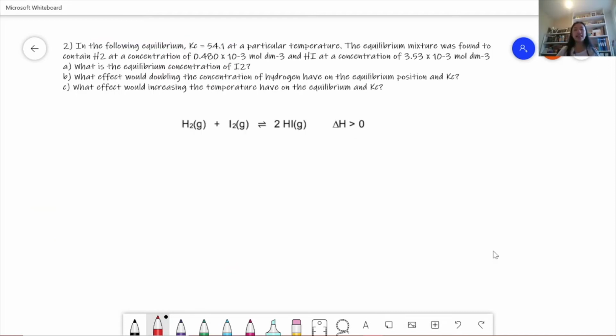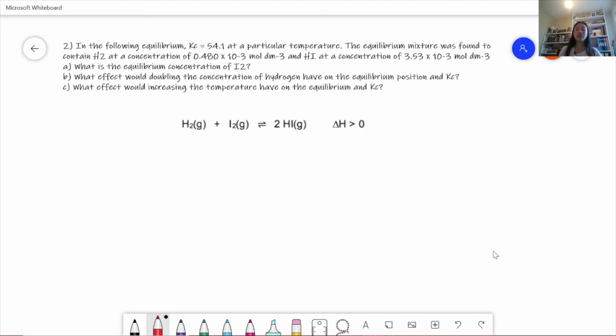So this question is slightly different because we're actually given the Kc, but we're told to work out the equilibrium concentration of one of the reactants. So feel free to pause the video and try it out yourself first, or you can follow along. So in the following equilibrium, Kc equals 54.1 at a particular temperature. The equilibrium mixture was found to contain hydrogen at a concentration of 0.480 times 10 to the minus 3 moles per decimetre cubed, and hydrogen iodide at a concentration of 3.53 times 10 to the minus 3 moles per decimetre cubed. A asks us, what is the equilibrium concentration of iodine?